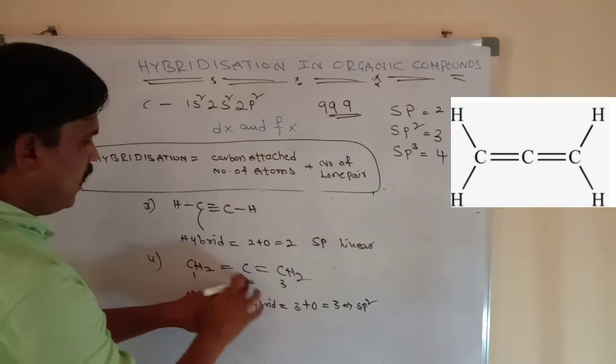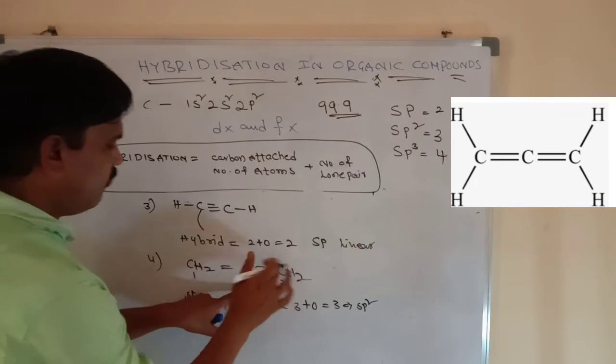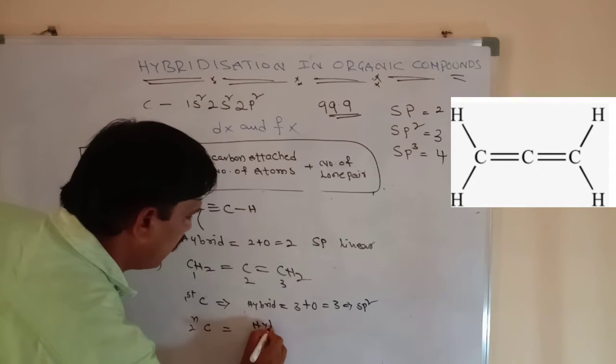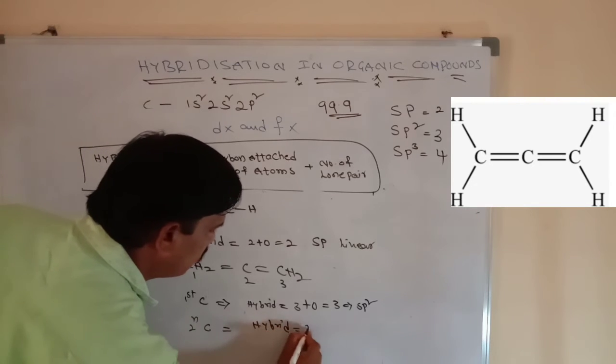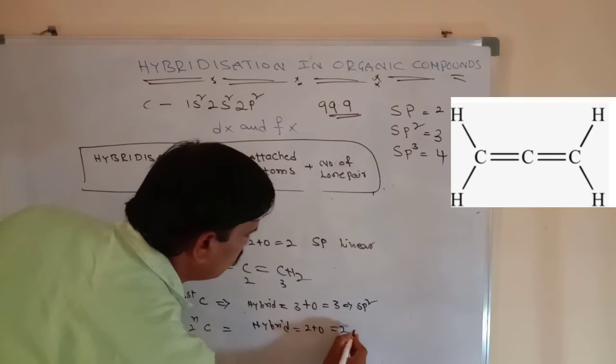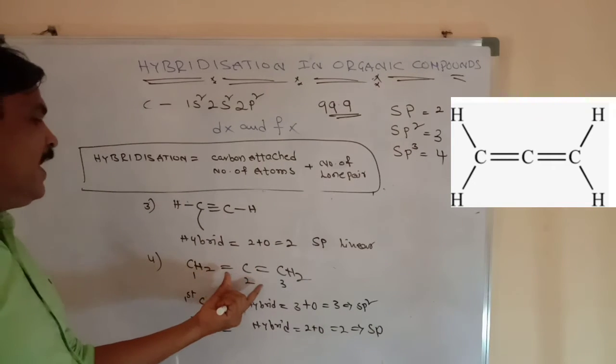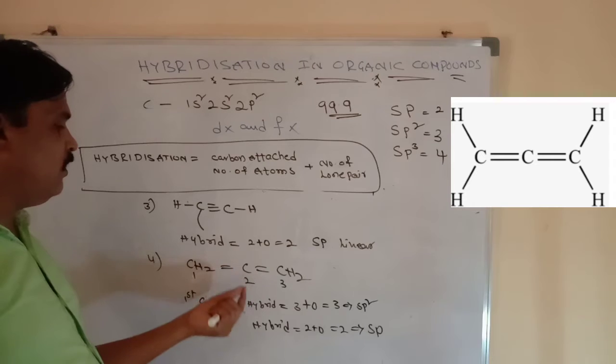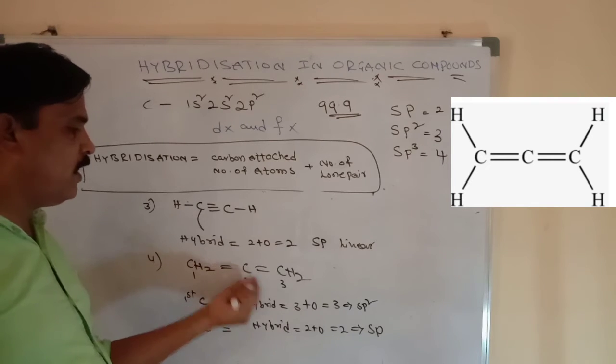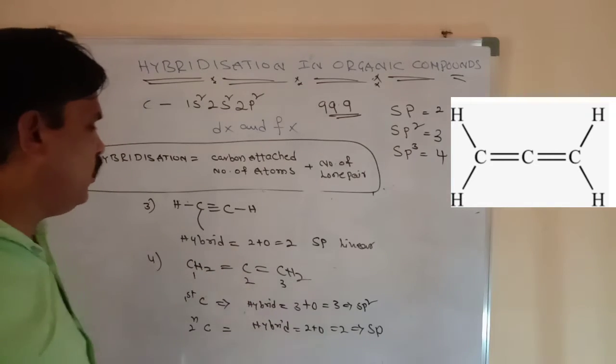Second carbon. Here one carbon is attached, and here one carbon is attached. So the second carbon's hybridization is 2 plus 0, which is sp hybridization. This is allene.